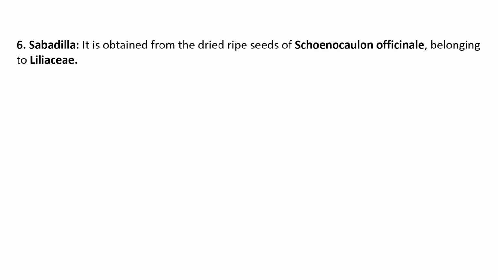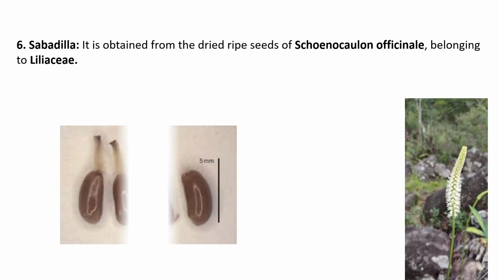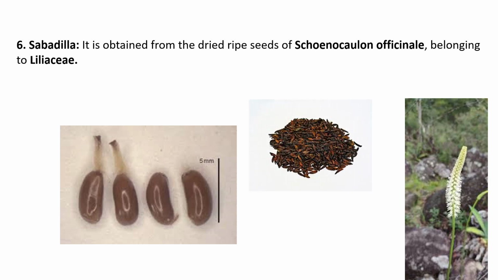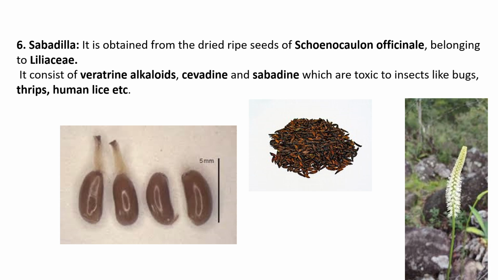Sabadilla. It is obtained from the dried ripe seeds of Schoenocaulon officinale, belonging to Liliaceae. This is the plant, beautiful flower, and the seed. Actually, we are taking the ripe seed, 5 millimeter length, very small. This is the dried one. It contains the veratrine alkaloids, cevadine and sabadine, which are toxic to insects like bugs, thrips, and even human lice it can be used.